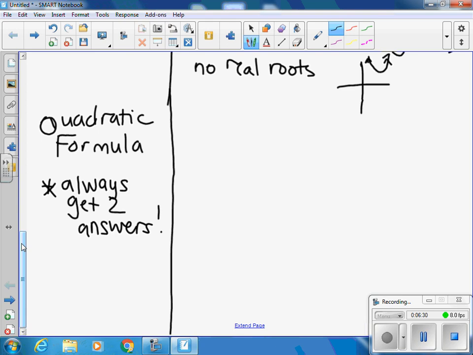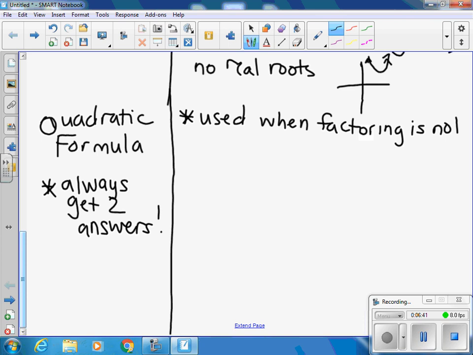All right, but this is used when factoring is not possible. Now, you can use the quadratic formula anytime you want to for any type of quadratic equation, but it is most needed when factoring is not possible, because otherwise factoring and other things can get you there a lot faster. All right, but here's the formula.